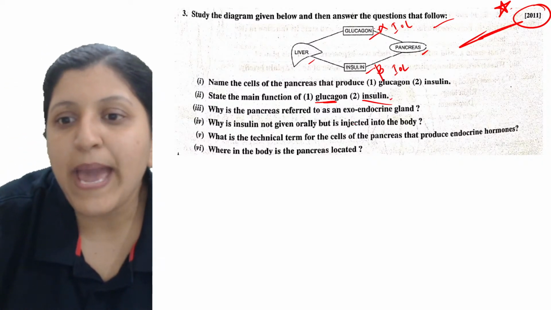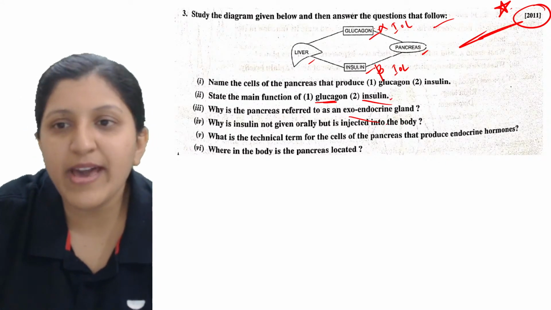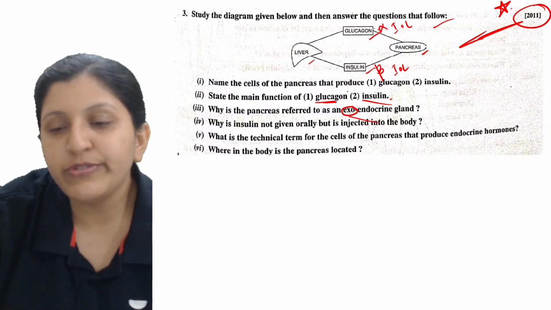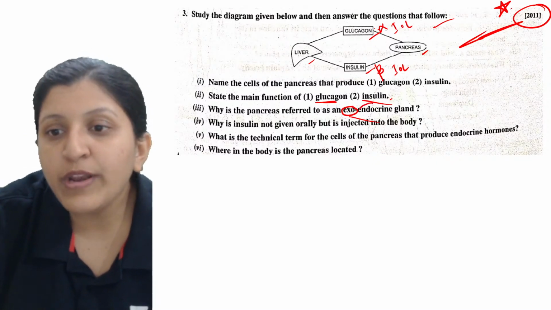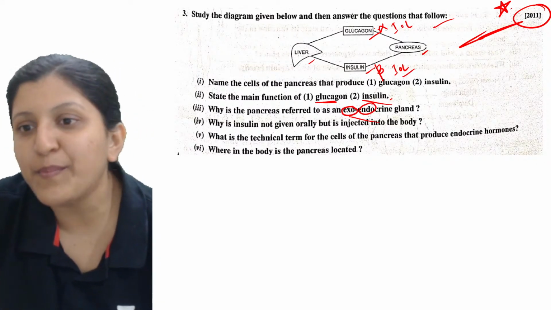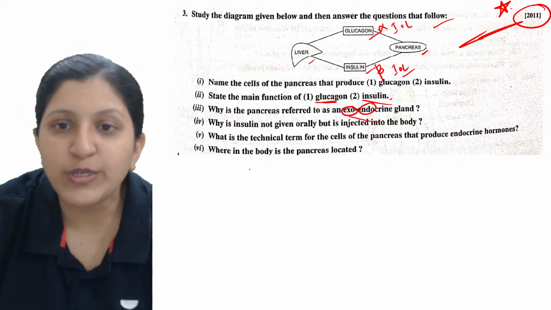So why is the pancreas referred to as an exoendocrine gland? Just now I answered it: because it does secrete pancreatic juice, which is the exocrine part, through the duct, and the endocrine part, that is through the islets of Langerhans, does secrete hormones. That's the reason the pancreas is referred to as an exoendocrine gland.